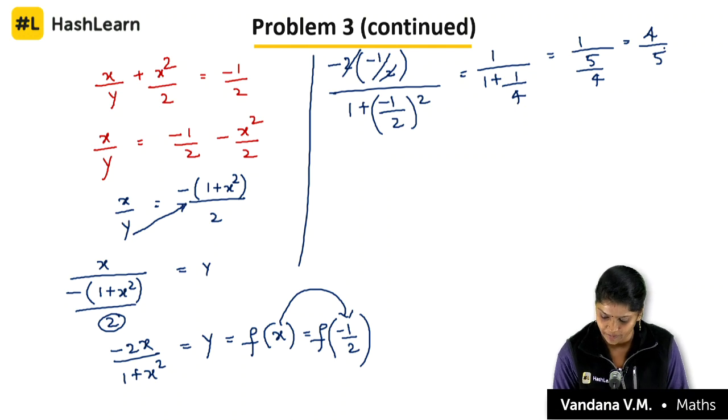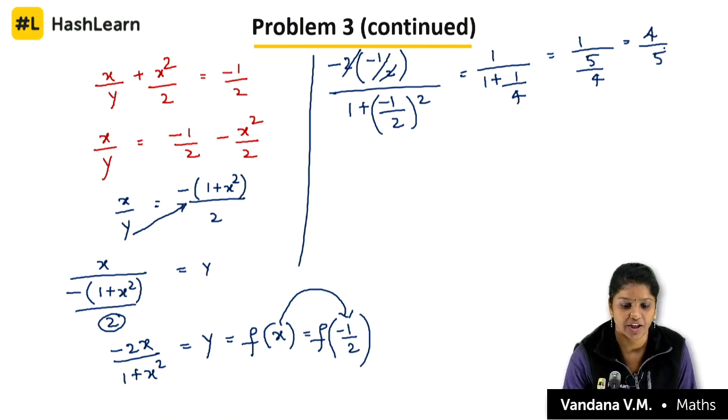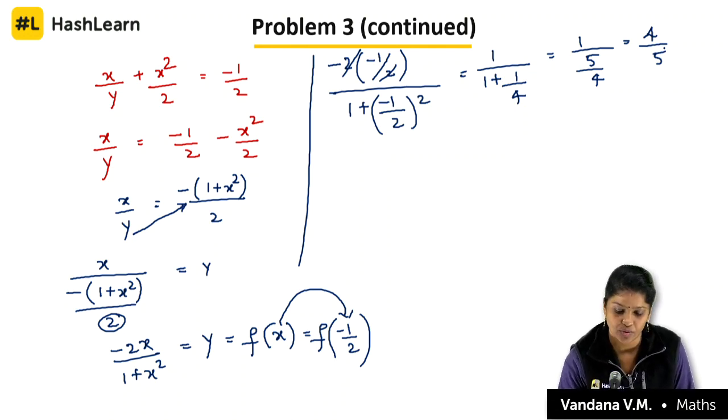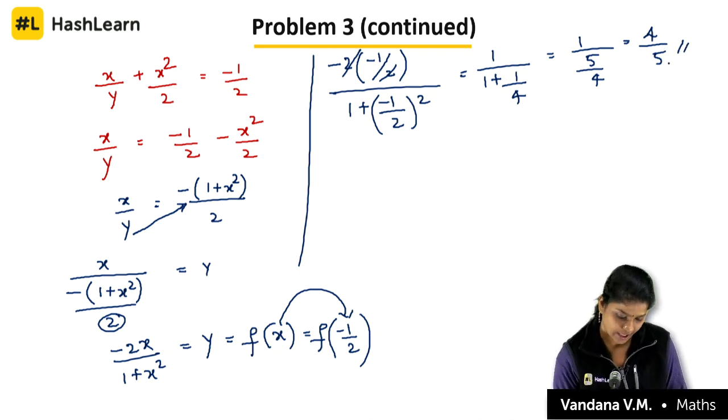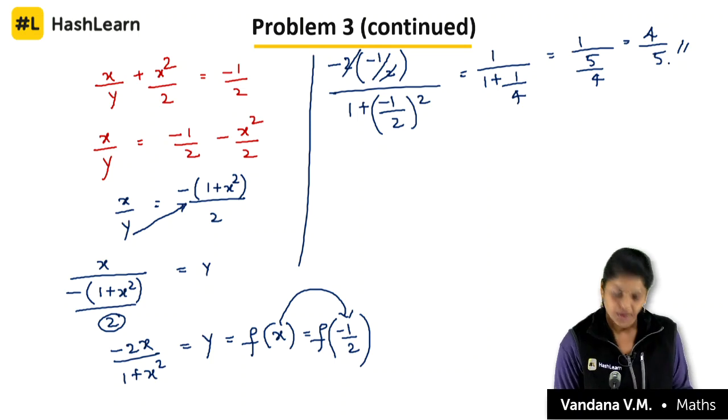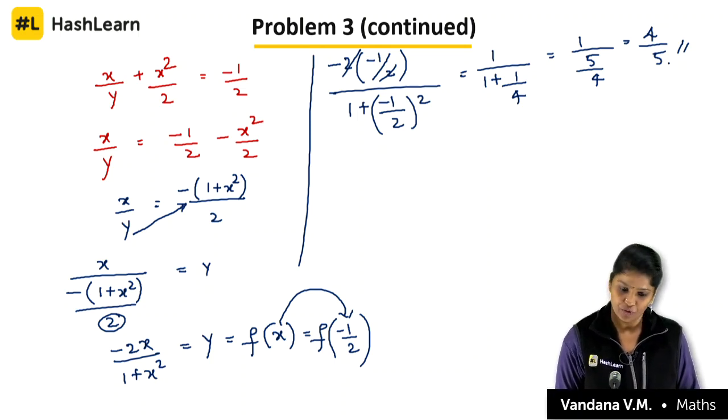Minus 4 by 5 or plus 4 by 5? Children, please check what value you got. I got plus 4 by 5. Where did you miss the minus, or did I miss the minus? I got plus 4 by 5. Please check. 4 by 5 only. Okay then. Next.